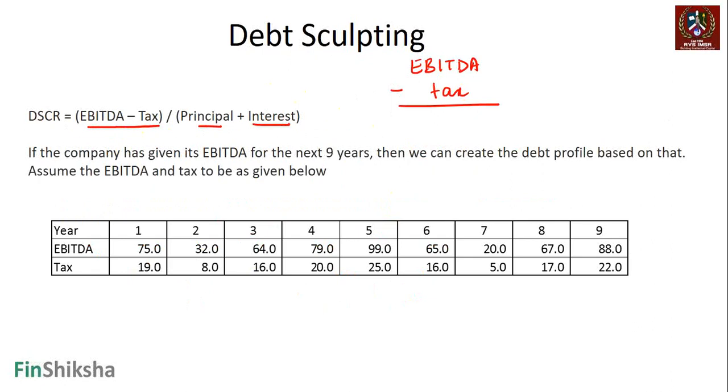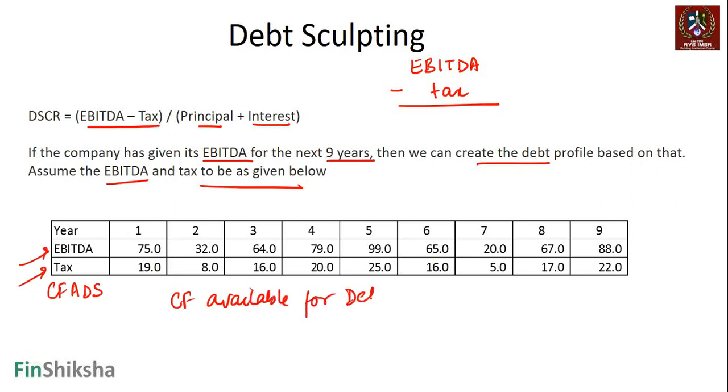Now for our company under consideration, we have an EBITDA for the next 9 years, and we can create a debt profile based on the EBITDA and tax data that is given for the 9 years as follows. So the company makes these EBITDA numbers and repays these tax numbers. The difference between these two is the cash flow available for debt service, right? That's what we are going to use an acronym for, CFADS. That's the cash flow available for debt service.